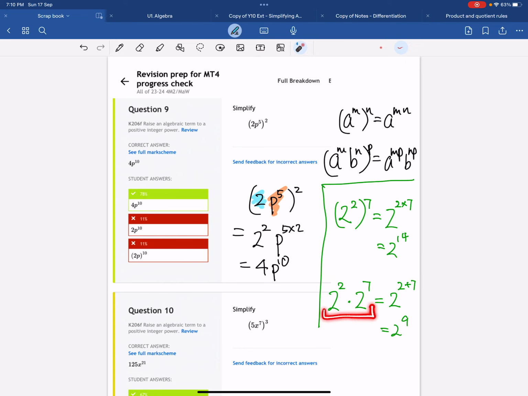Whereas for these, you see, it's 2 to the 2, which is the 2 squared, times 2, times 2, times 2, times 2. I need to write 7 of these. Are we good? So 1, 2, 3, 4, 5, 6, 7. Okay, times another 2. Yeah, you get the idea. Okay?